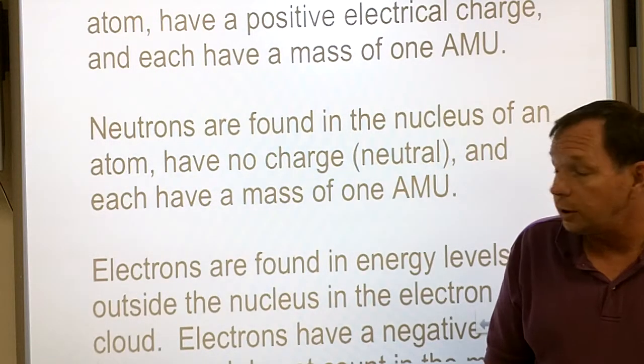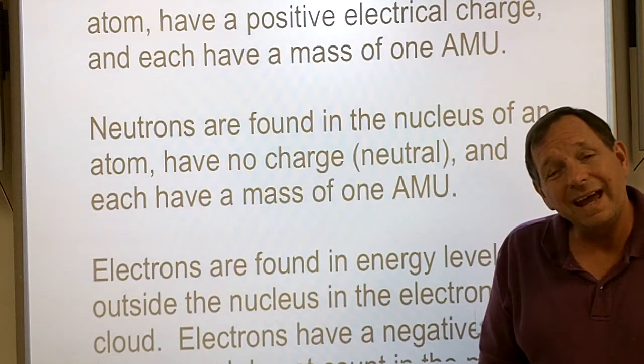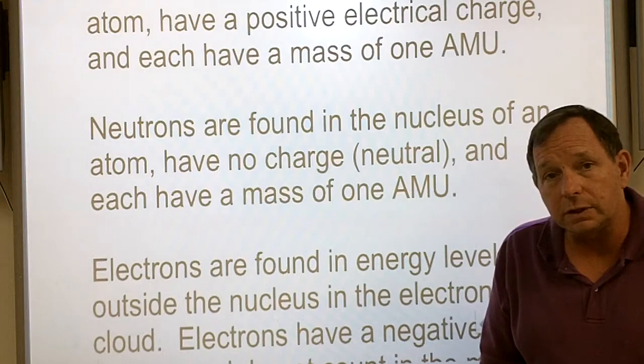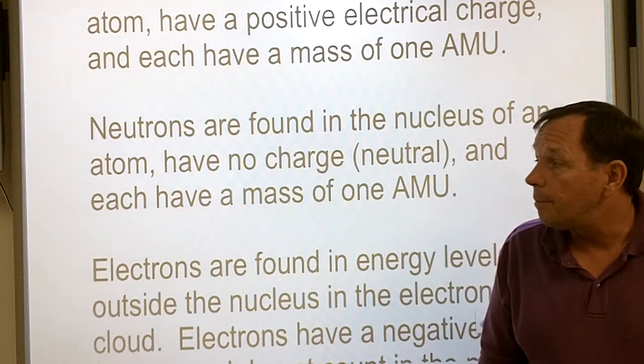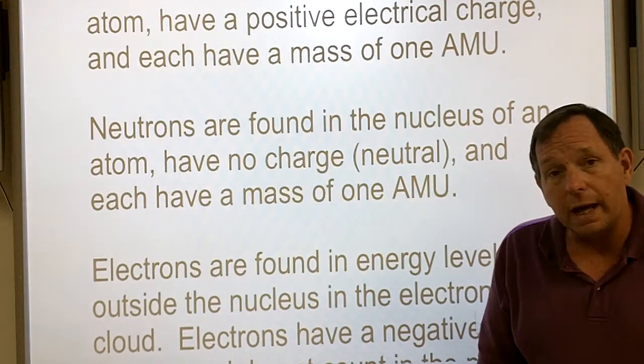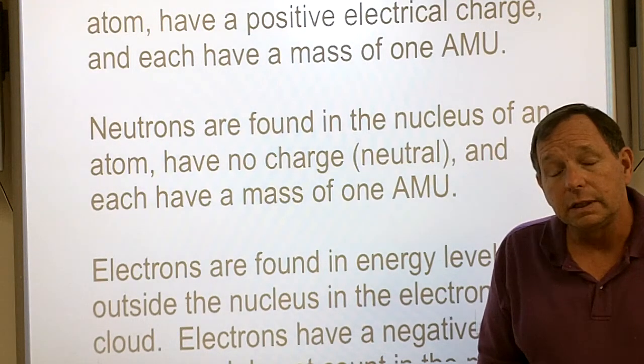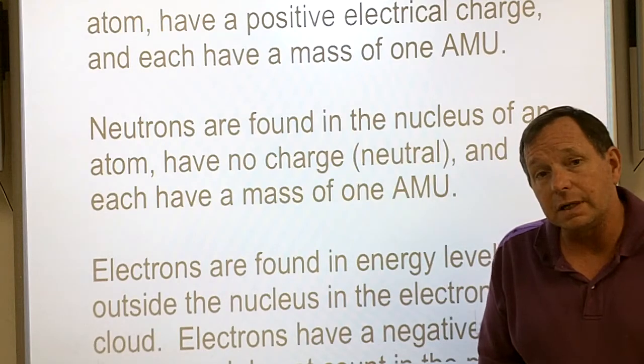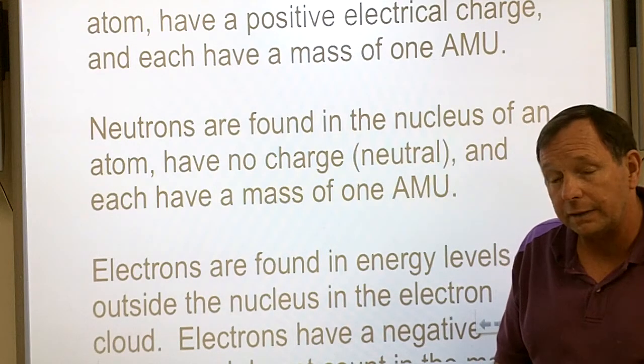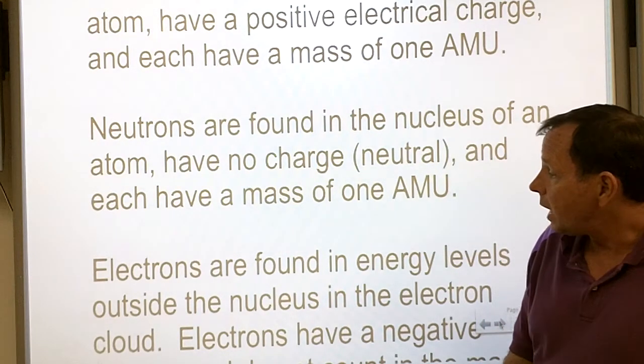Neutrons are found in the nucleus also. They have no charge. They're not electrically charged, so they're neutral, but they also have a mass of 1 AMU. So protons and neutrons together give the atom its mass. We'll talk about that more in just a little bit.